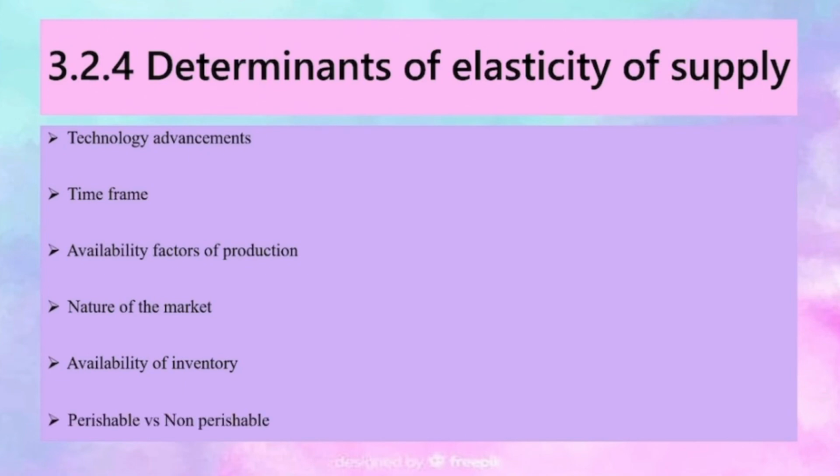The last one is perishable versus non-perishable. Perishable goods cannot last long, so any change in price will not change supply by a lot. Therefore, the quantity supply is price inelastic for perishable goods, for example, fruits and flowers. Non-perishable goods can last for a longer time, so any change in price will change supply by a lot. Thus, the quantity supply is price elastic for non-perishable goods, for example, houses and television.